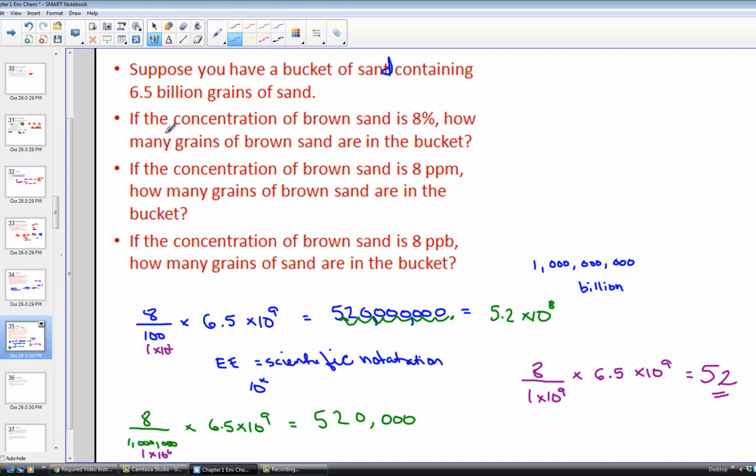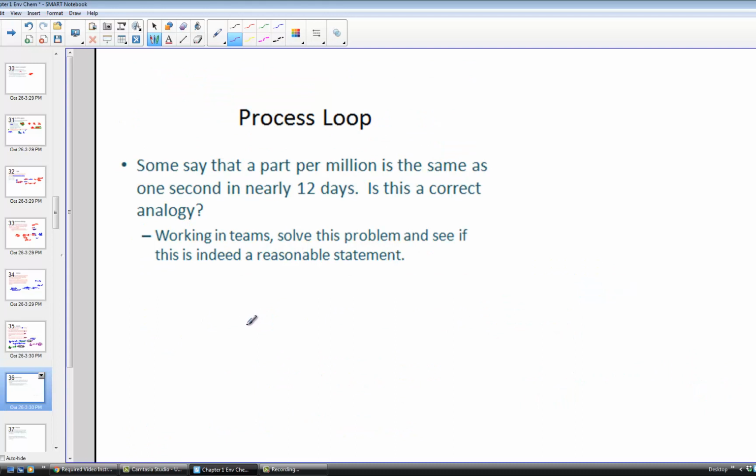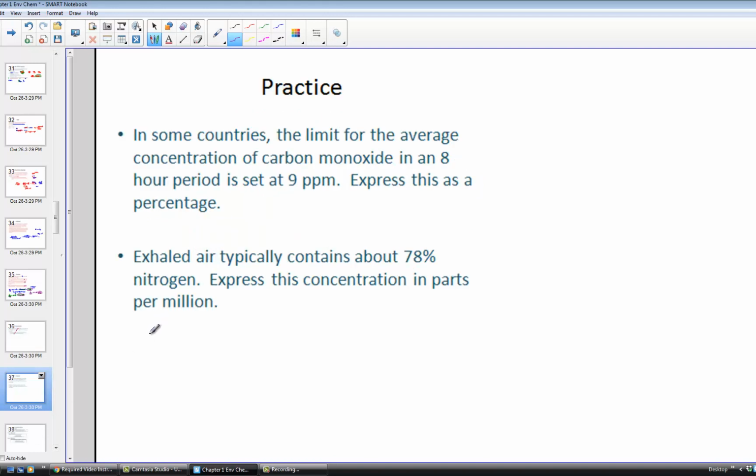This was great practice in reminding us what percent means, part over 100. What parts per million means, parts in a million parts, and what parts per billion means, parts in a billion parts. And we found the number of brown grains of sand in a bucket from a percentage, a part per million, and a part per billion. I'm going to skip this because it was a process loop for in-class lecture. You'd need a teammate for that.